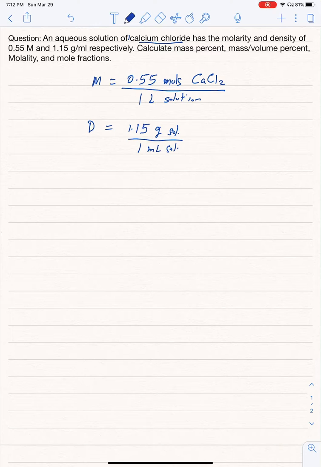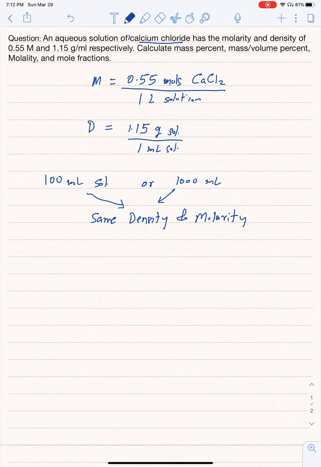But let me ask you a question. If you have 100 milliliters of solution, or you have 1000 milliliters of solution, will they have different densities or different molarities? The answer is no. Whether you have 100 milliliters or 1000 milliliters, they both will have the same density and the same molarity. So it really doesn't matter if you start out with 100 milliliters or 1000 milliliters of solution.